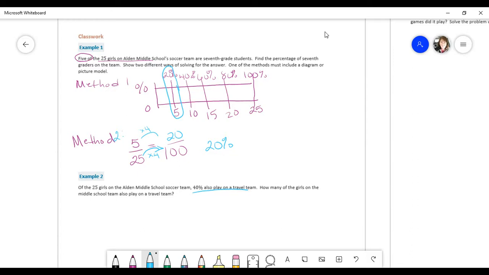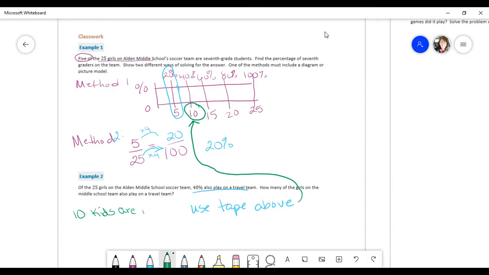So if I just go up, I'm going to use the tape above. Okay. I'm going to look at that for this first one. And I'm going to go up and find where my 40% is, and I see there's my 10. So I know that 10 kids, because there's only 5 on the team, 10 kids are on a travel team. Okay. So there's my answer.